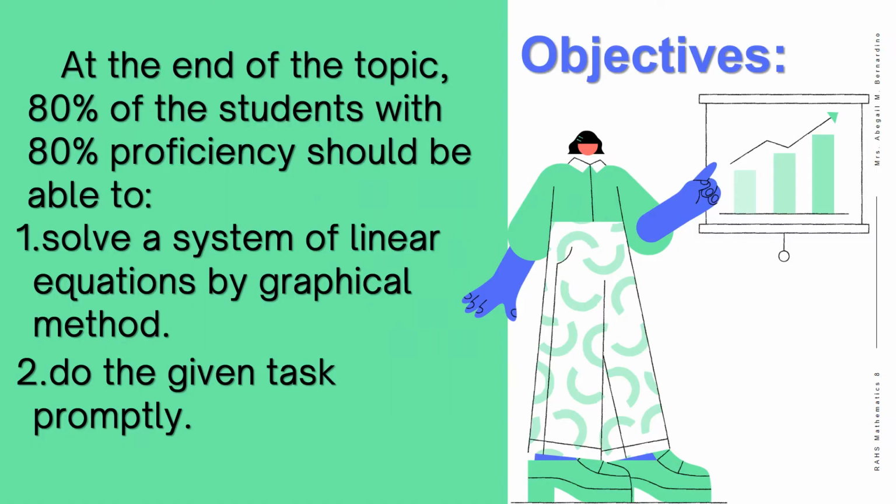For the objectives, at the end of the topic, 80% of the students with 80% proficiency should be able to, first, solve a system of linear equations by graphical method. Second, do the given task promptly.